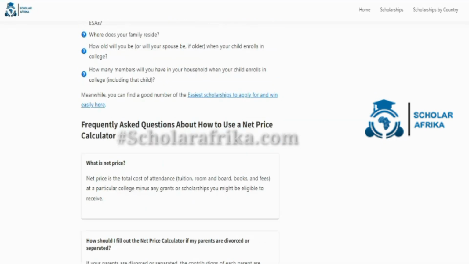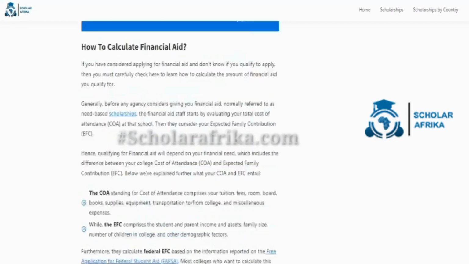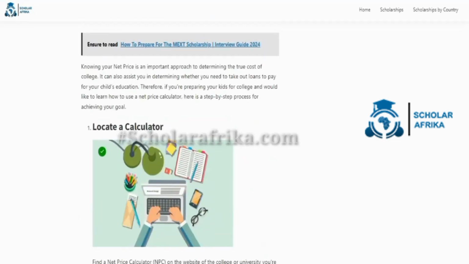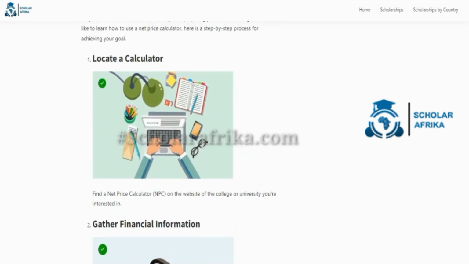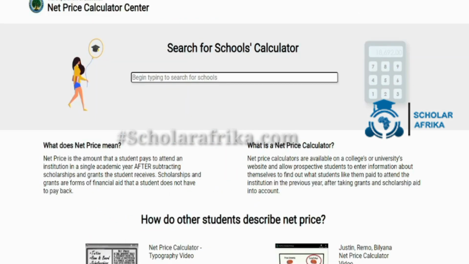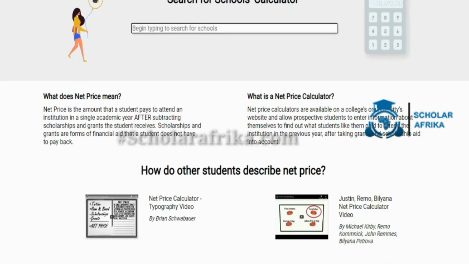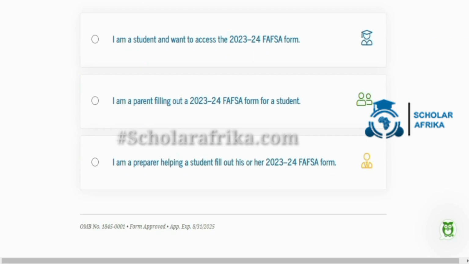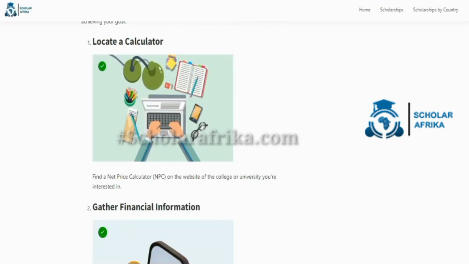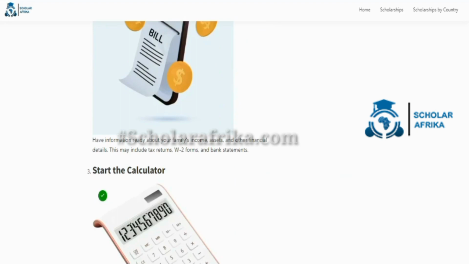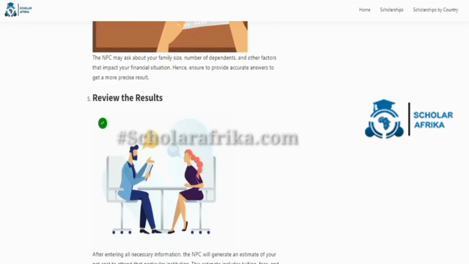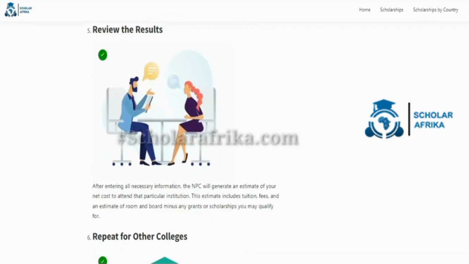How to use a net price calculator. If you're preparing your kids for college and would like to learn how to use a net price calculator, here is a highlight of the process for achieving your goal. Locate a calculator. Find a net price calculator, NPC, on the website of the college or university you're interested in. Gather financial information. Have information ready about your family's income, assets, and other financial details. This may include tax returns, W-2 forms, and bank statements. Start the calculator. Answer questions. Review the results. Repeat for other colleges.